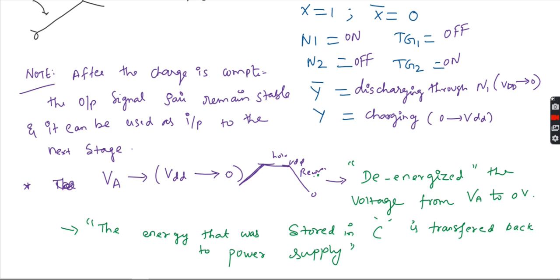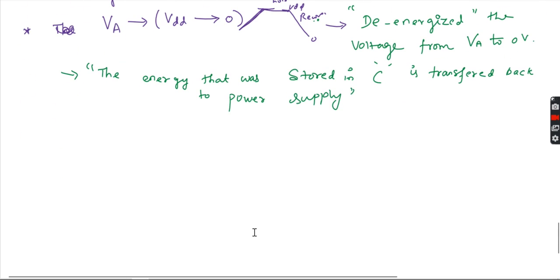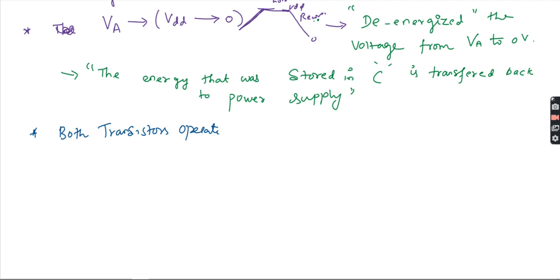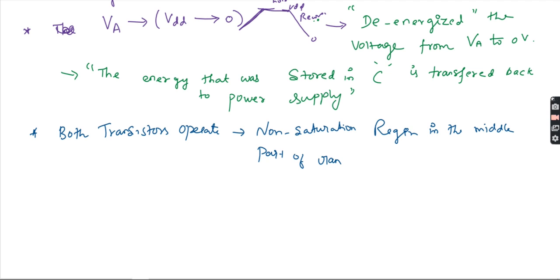Now from this I can say the state of the two transistors of the transmission gate: VA ramps up and down between 0 and VDD. Like the energy dissipation, both the transistors operate in the non-saturation region, in the middle part of the ramp.